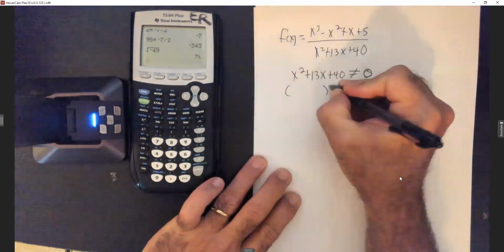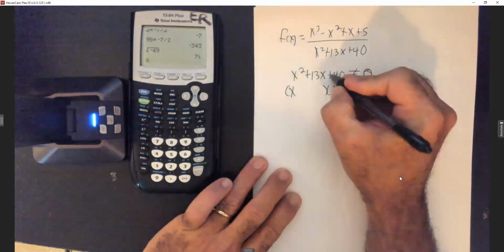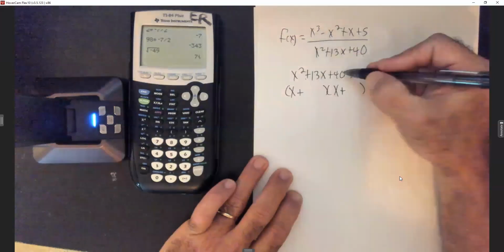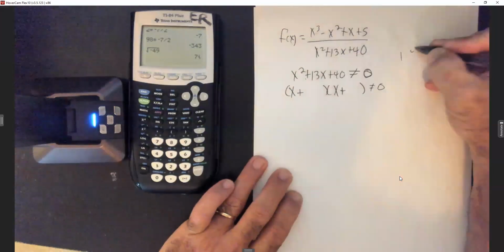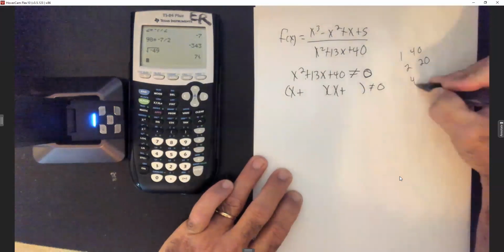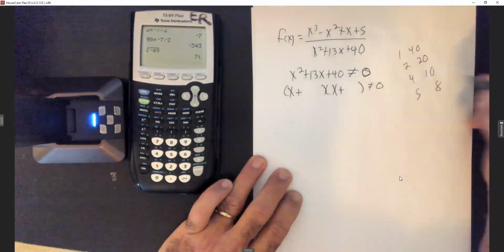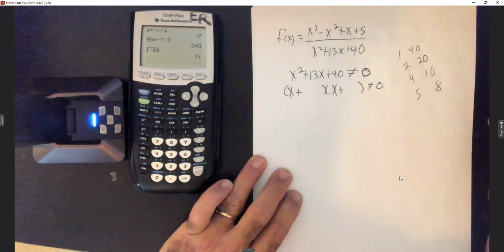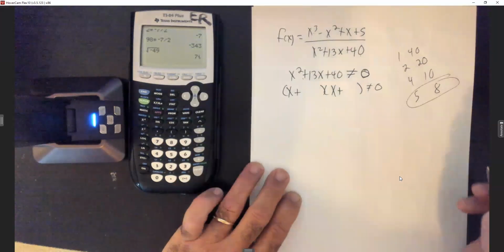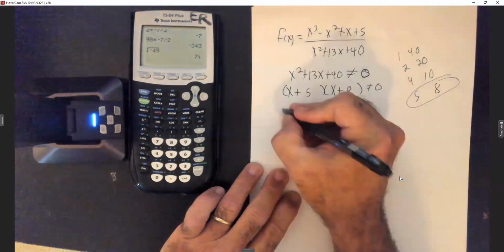In the front would be an x and an x. The last number is positive, so both factors have the same sign as the middle. They're both positive. And then factors of 40 are 1 and 40, 2 and 20, 4 and 10, 5 and 8. 6 and 7 don't work. So that's all the factors of 40. One of those will add to get 13, which will be 5 and 8. All right, then you take both of those and set them not equal to 0.